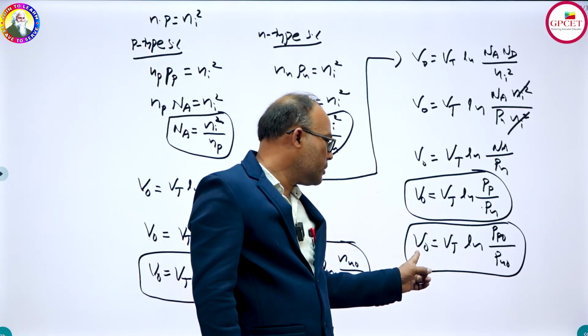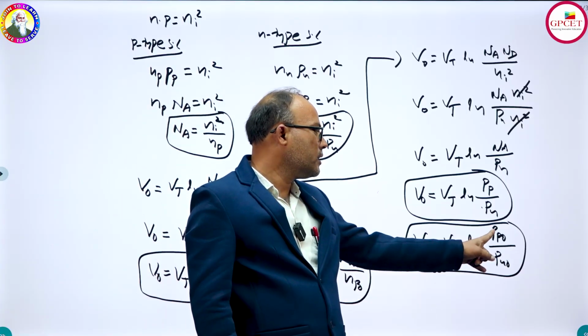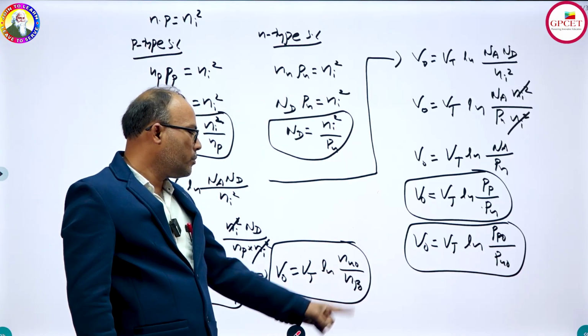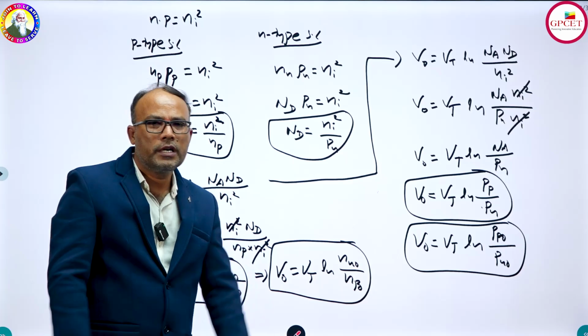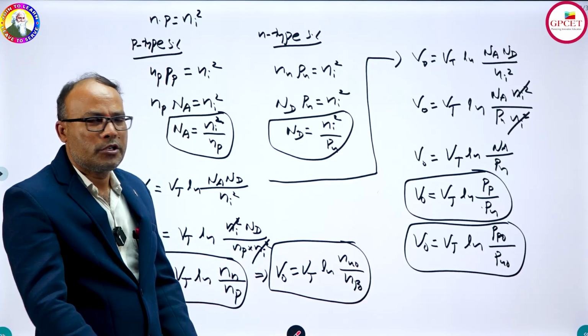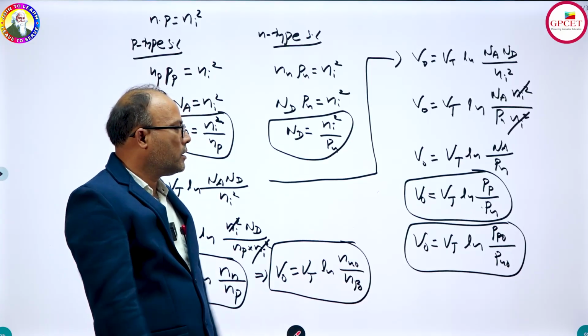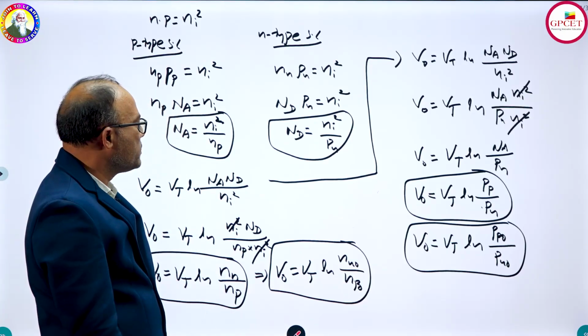What is the potential energy barrier for holes? So V naught is equal to Vt ln Pp naught by Pn naught. Similarly, V naught is equal to Vt ln Nn naught by Np naught. So these are the most important equations that come under competitive exams, where you need to remember them properly, right? These are the famous equations.